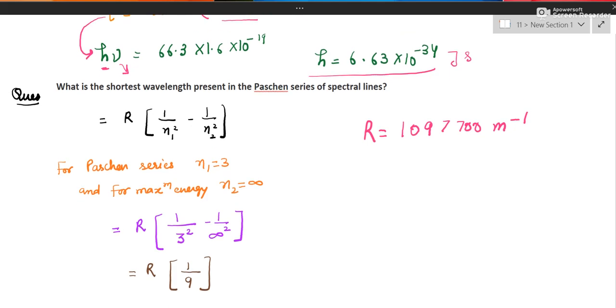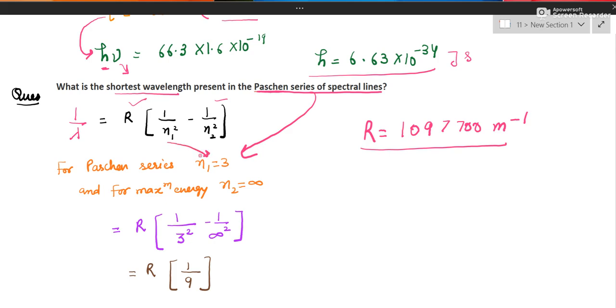Question number 2. What is the shortest wavelength present in Paschen series of the spectral lines? So you'll have to remember the formula of wave number, which is 1 by lambda is equal to Rydberg's constant into 1 by n1 square minus 1 by n2 square. Rydberg's constant value you have to memorize. Now for Paschen series, the electron has to jump to third. Okay, n1 has to be third. Jump from or jump to third. So n1 is 3, this is fixed.